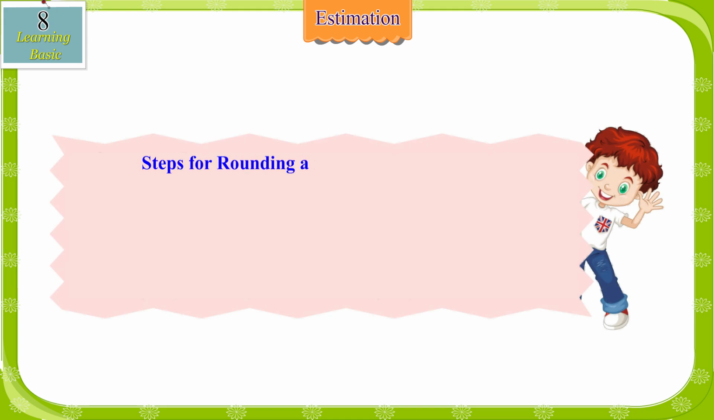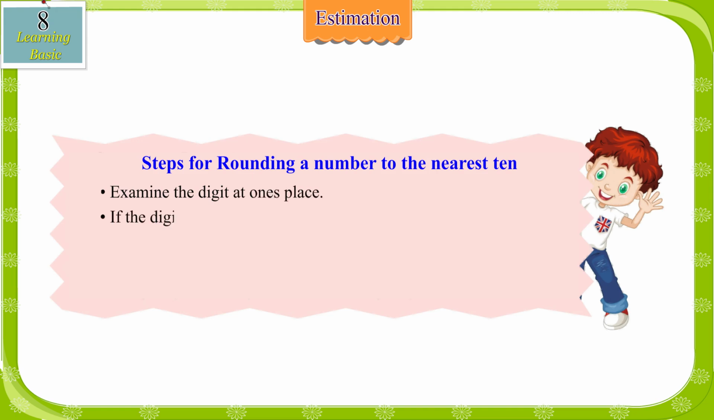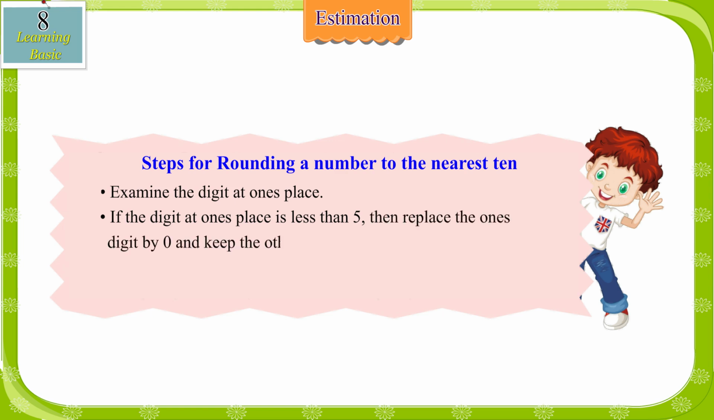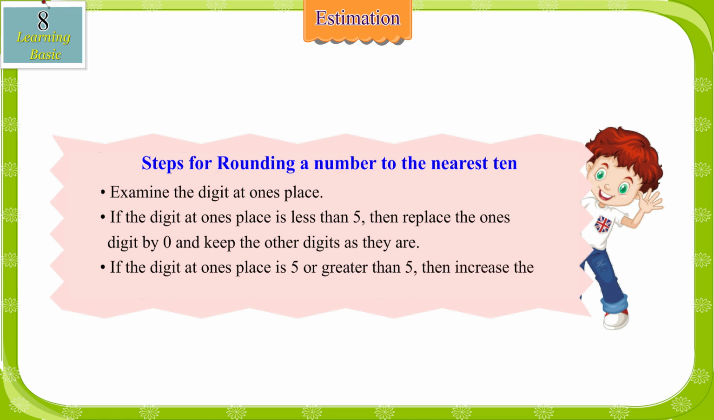Steps for rounding a number to the nearest 10. Examine the digit at one's place. If the digit at one's place is less than 5, then replace the ones digit by 0 and keep the other digits as they are. If the digit at one's place is 5 or greater than 5, then increase the tens digit by 1 and replace the ones digit by 0.